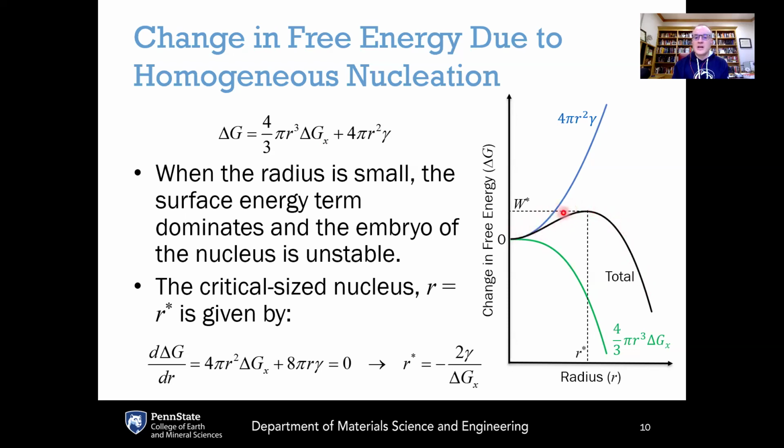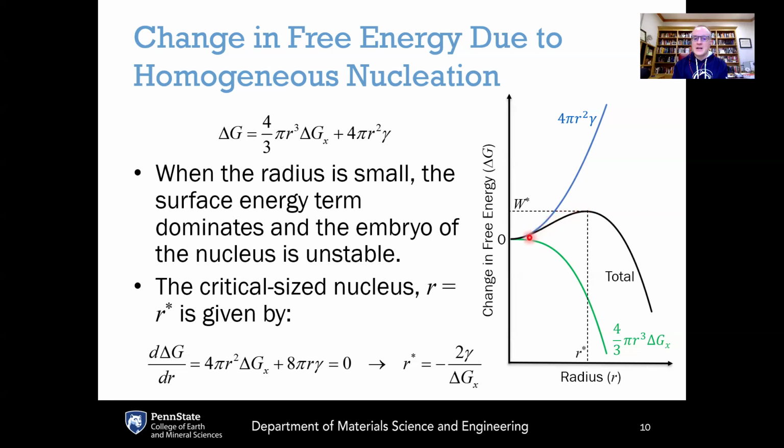So for small nuclei, the surface energy penalty is the dominating factor. And at large values of R, larger sizes of the nucleus, the volumetric decrease in free energy is the dominant factor. And you can see that there's a trade-off between these two terms where the overall free energy, as you increase the nucleus, initially increases, goes through a maximum, and then decreases. And what this means is that there is a region where a nucleus is thermodynamically favored to shrink and disappear, and a region where it's favored to grow.